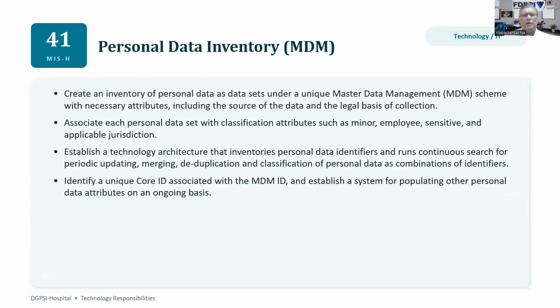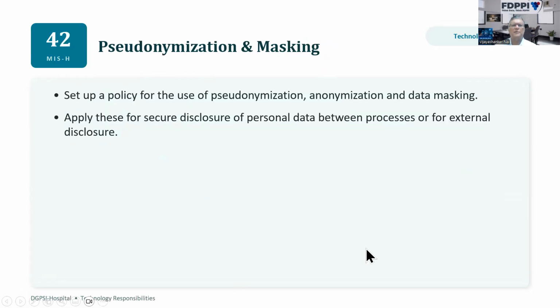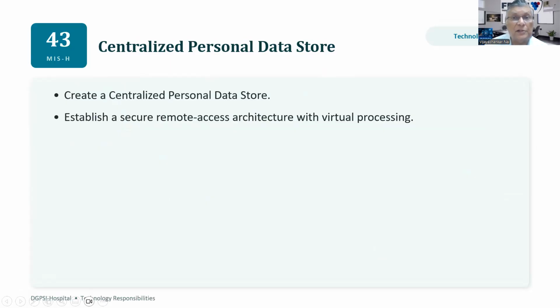Now identify a unique core ID associated with the MDM ID and establish a system for populating other personal data attributes on an ongoing basis. Pseudonymization and masking is an important implementation specification. Set up a policy for that and ensure that there is a secured disclosure of personal data in between processes or for external disclosure. Then a centralized personal data store is recommended.